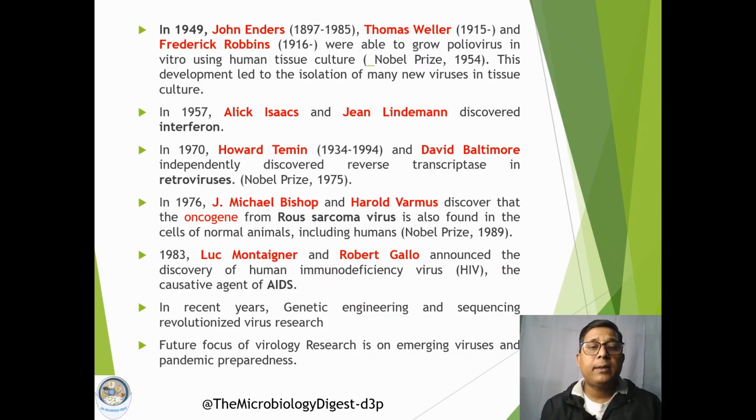Then in 1957, interferons were discovered by Isaacs and Lindenmann. Then in 1970, Temin and Baltimore discovered the retroviruses. Then in 1976, oncogenes in viruses were discovered by Bishop and Varmus. Then in 1983, Montagnier and Gallo discovered the human immunodeficiency virus, the HIV.